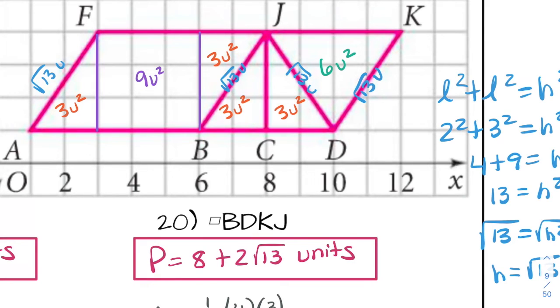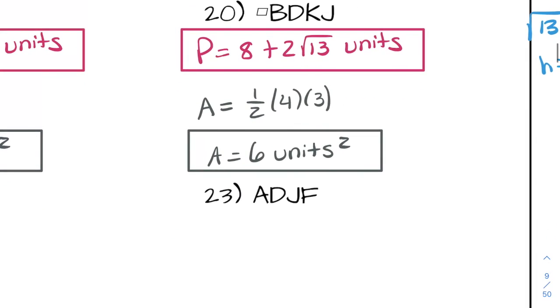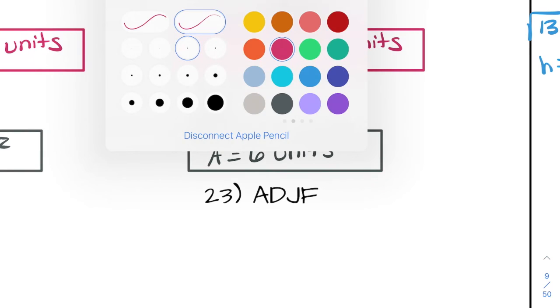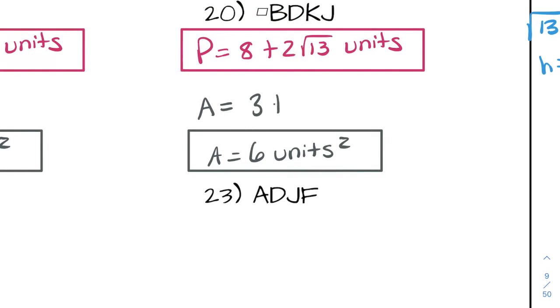It's actually base times height, but let's not do that. Let's just add up the areas we already have. We have 3 and 3 and 6. We already did the work for it. So area is 3 plus 3 plus 6, which is 12. It's 12 units squared.